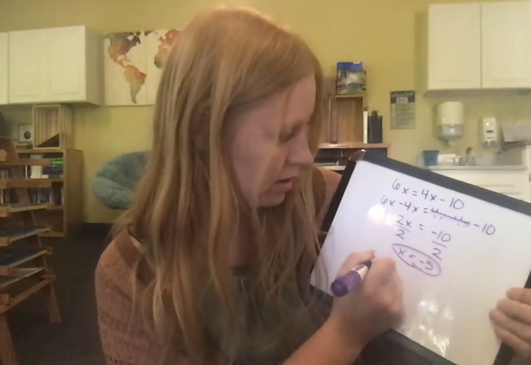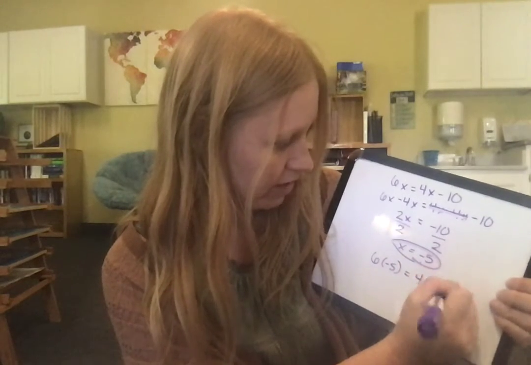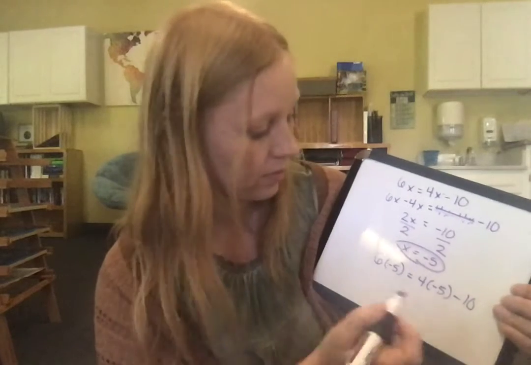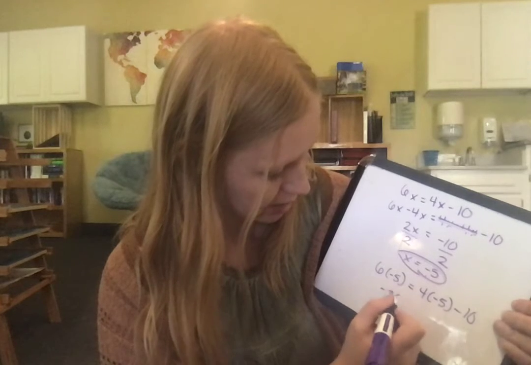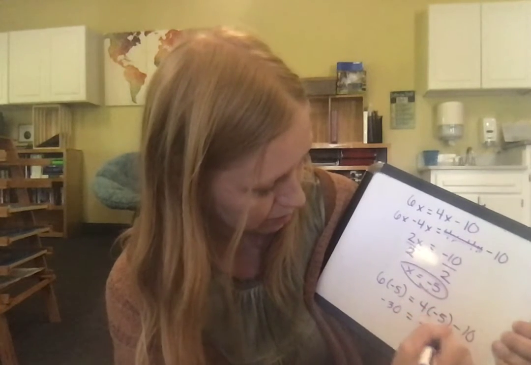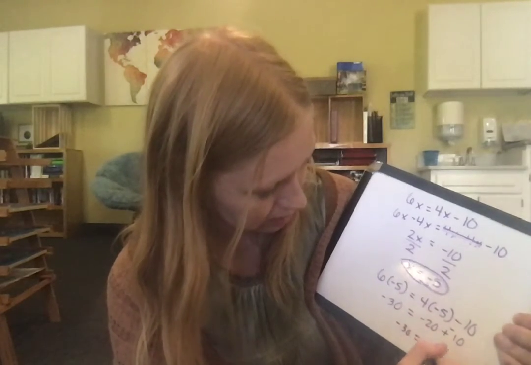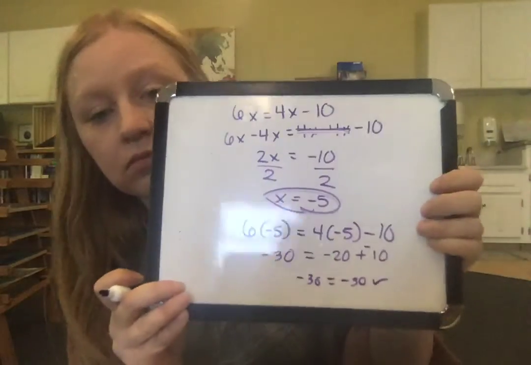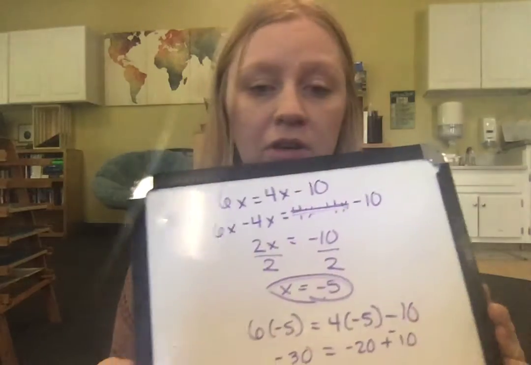Plug it back in. 6 times negative 5 equals 4 times negative 5 minus 10. That's negative 30 equals negative 20 minus negative 10, or plus negative 10. Negative 30 equals negative 30. We are right. Make sure in these works that you're checking with your algebra by plugging the answer to the variable back into your equation. For one more practice, let's look at number 1 on page 41.